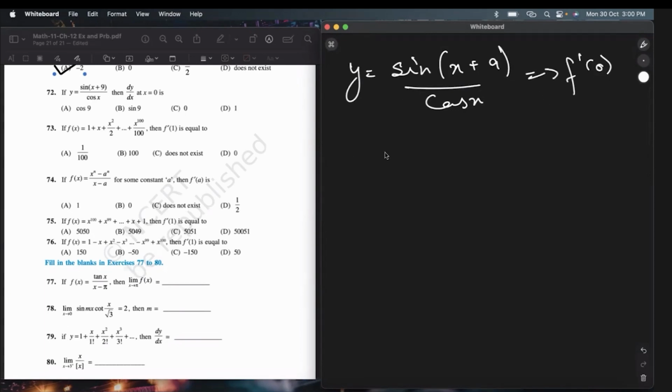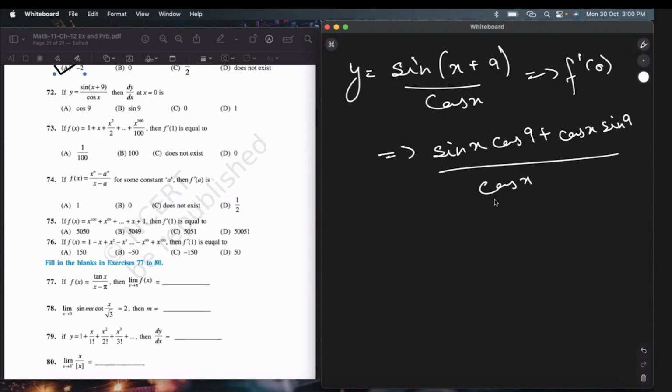Yeah. So basically, I can take this sin(a plus b) and open it up. So what am I left with? Here it will be sin x cos 9 plus cos x sin 9. This 9 is in radians, okay, and divided by cos x. Now, I can still simplify it further. I can separate these two terms with the same denominator. I will get tan x cos 9 plus sin 9. So this is the new y that I have.